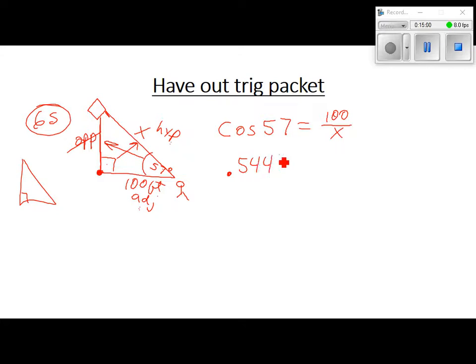54, 46. Everybody agree with that? Is that right? On yours, put in 57, then hit cosine, right? And this is 100 over x. Notice I haven't changed the right side yet. Over... Austin's telling us to put that over 1. Everybody agree with that? Yes. And now you cross multiply.